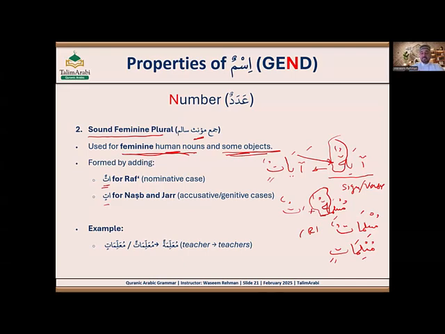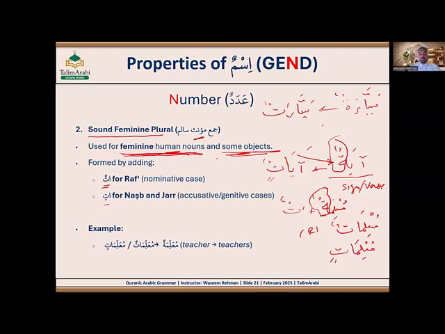Some objects also follow it. What else? Sayyaratun, this is a car. This also follows this pattern, but not all objects do; some objects follow this pattern. When you make the plural, you have to add atun. If there are three or more cars, sayyaratun: drop the ta marbuta and then add atun for rafa and atin for nasab and jar: sayyaratin. So some objects follow this sound feminine plural pattern, but mostly it is for feminine human nouns.